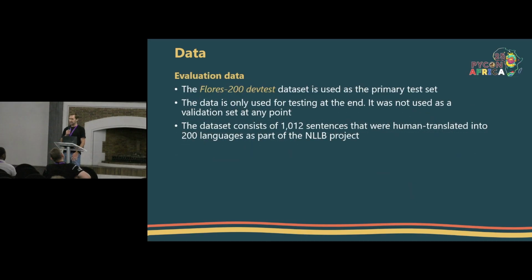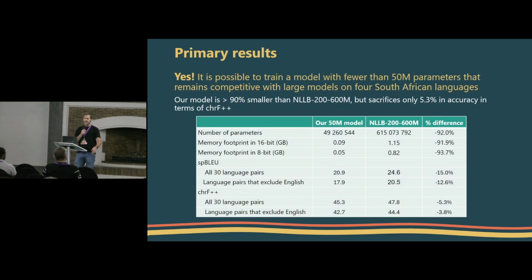And then the evaluation is on a benchmark called Flores 200, which consists of 1,012 hand-translated, expert-translated sentences. So it's very high-quality evaluation data. Primary results: the answer to the question is, I think, a resounding yes. It is possible to train a model with fewer than 50 million parameters that remains competitive with NLLB, the 600 million parameter model. This model is, in terms of parameters, 90% smaller than NLLB, the 600 million parameter model, but sacrifices only about 5% in accuracy in terms of the chrF++ metric.